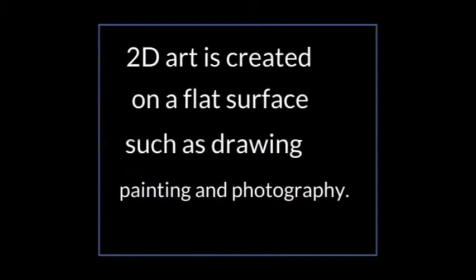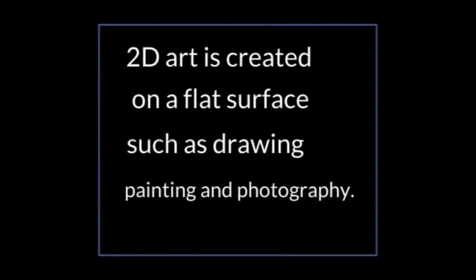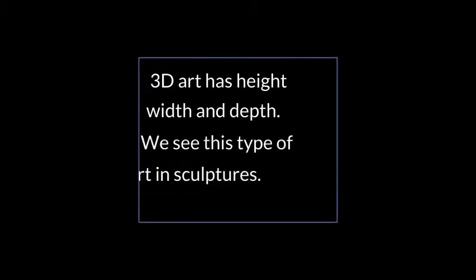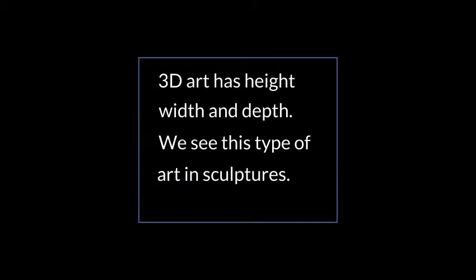So what is 2D art? What does that mean? 2D art is created on a flat surface and it's something like a drawing or a painting or a photograph. So what is 3D art? 3D art has height and width and depth, and it's something like a sculpture.